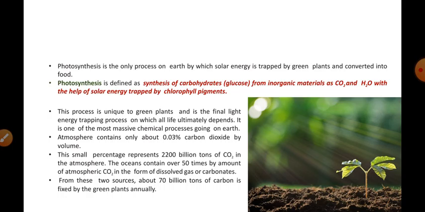Photosynthesis is the only process on planet Earth in which the solar energy is trapped by the green plants and converted into food. And if we see the exact definition of photosynthesis, it is the synthesis of carbohydrate, or you can say the synthesis of glucose, from inorganic materials like carbon dioxide and water with the help of solar energy that is trapped by the chlorophyll pigment. If you break the word photosynthesis into two halves, photo and synthesis: photo means light or the solar energy, and synthesis means making something. Correct? So something that is synthesized in the presence of solar energy with the help of raw materials like carbon dioxide and water is called photosynthesis. And this solar energy is trapped by the chlorophyll pigment.